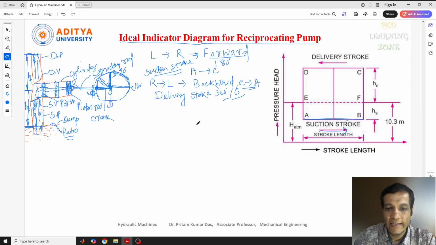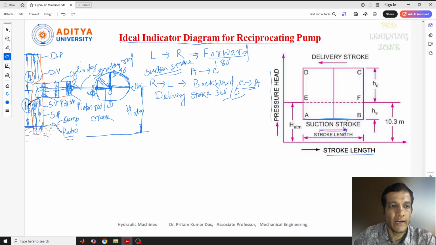In the ideal indicator diagram, on the x-axis we have the stroke length and on the y-axis we have the pressure head. Now the pressure head, as I told you, here we have the suction head and here we have the delivery head. And one more is there, that is the atmospheric pressure head. The atmospheric pressure head is the total distance from the center point. If you see, this distance will be called the atmospheric pressure head, and that will be marked as H.